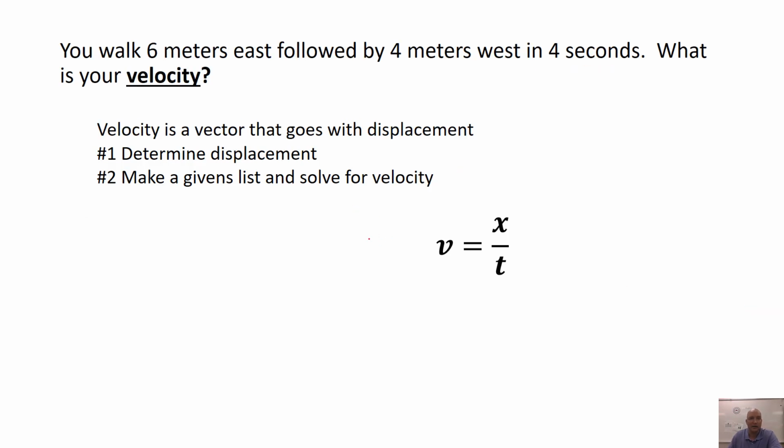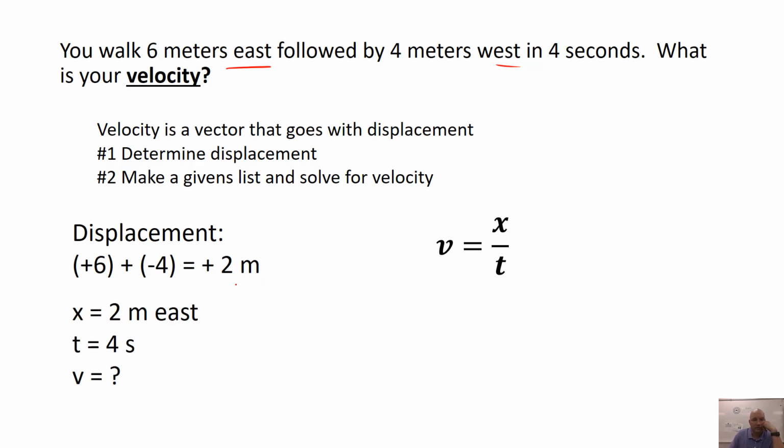Okay, so let's do that. Now for velocity, we have to find the vector displacement, so we're going to have to include the easts and the wests in our calculations. So east was +6, the west was -4. We add those two numbers together, we get +2. We want to turn it back into a direction, so that +2 meters becomes 2 meters east.